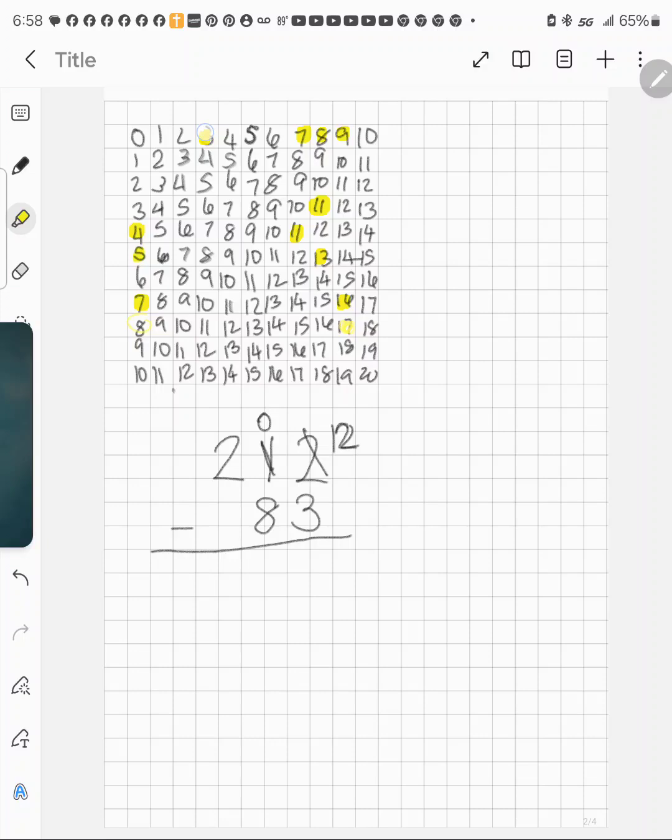If you don't know 12 minus 3, you can go to 3 and find 12. So let me go ahead, go to 3. We're going to look for 12. And what's at the very end? 9, right? So 12 minus 3 is 9.